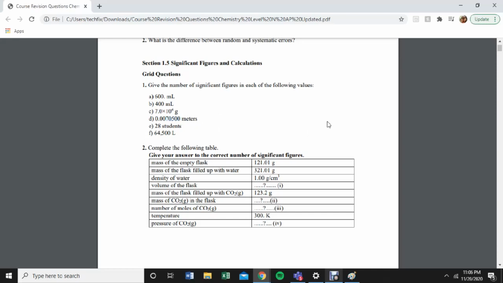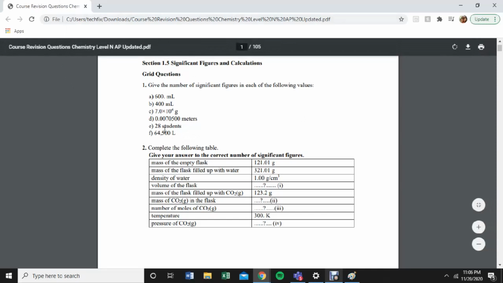Part E, it says 28 students. Whenever they say a number of students, number of books, number of tables, it's a discrete number. It means you can't have 5.5 students, right? It's a set number, you can only have 1, 2, 3, you can't have half. Whenever it's a discrete number, the number of significant figures is infinite. Just remember that, it's a rule.